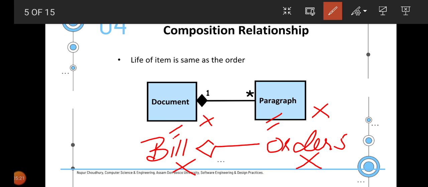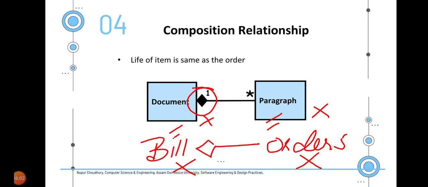Now, the composition relationship is basically represented using this filled diamond. The only difference between aggregation and composition is that if the part relationship does not exist, the whole relationship will also not exist. However, in aggregation, if the part relationship does not exist, the whole part might still be existing. So that is the main difference. However, we will look at it in more detail.